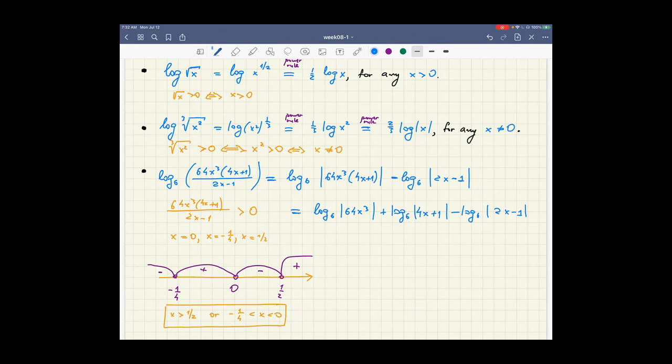We can further simplify this if we know this 64 times x cubed is 4x raised to the power 3. So I can write that this is 3 times log base 6 of absolute value of 4x plus log base 6 of absolute value of 4x plus 1 minus log base 6 of absolute value of 2x minus 1.